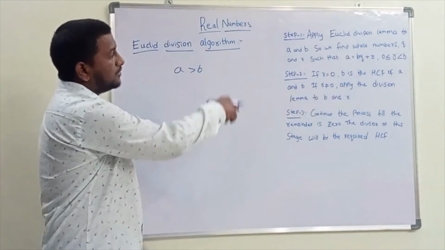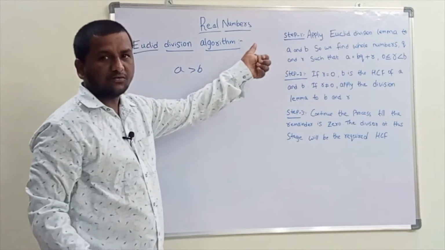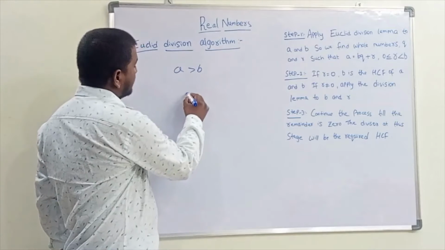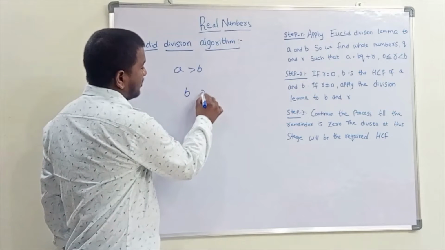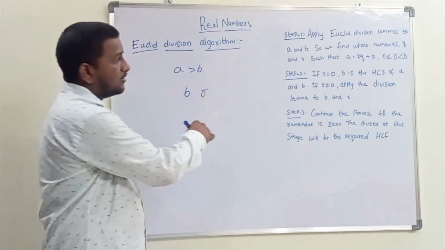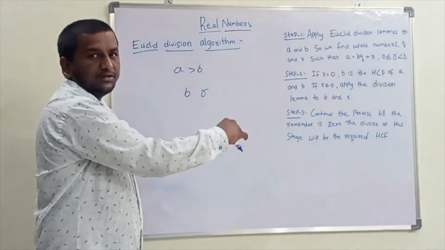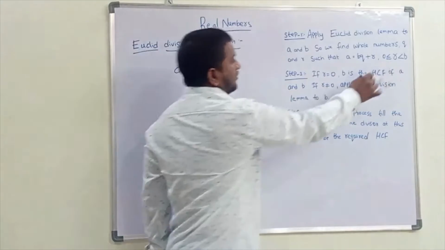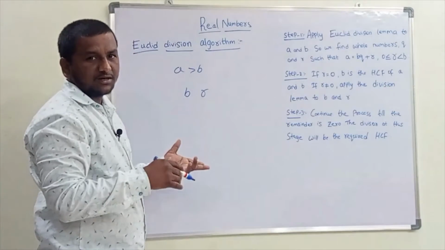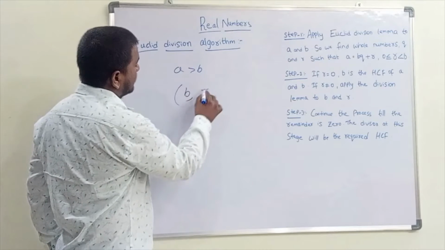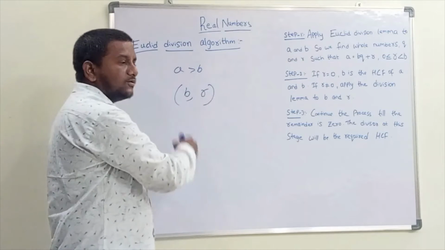So now we apply the same Euclid's division lemma, which we studied in the previous lesson, to b and r. Here b is always greater than r, because in Euclid's division lemma r is always less than b. The remainder is always less than the divisor, right? That we have studied and we know. So we apply Euclid's division lemma again to b and r. The same we will repeat.